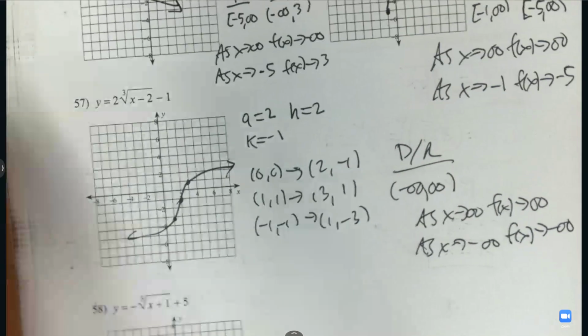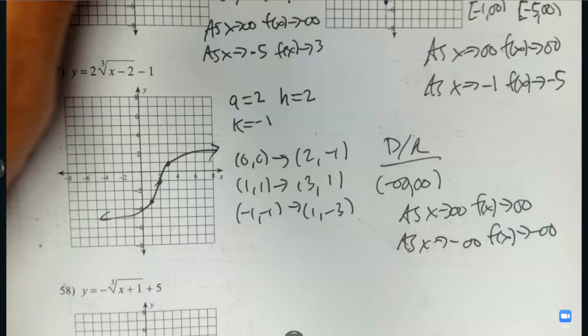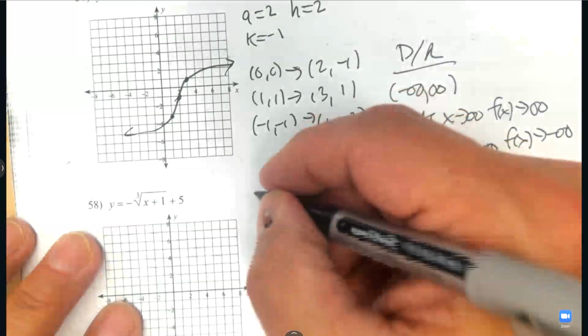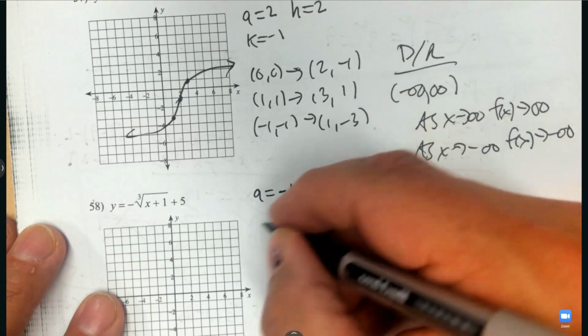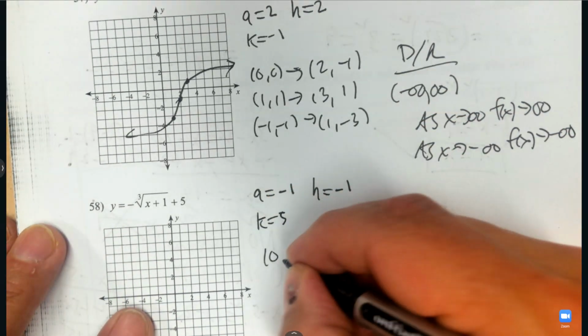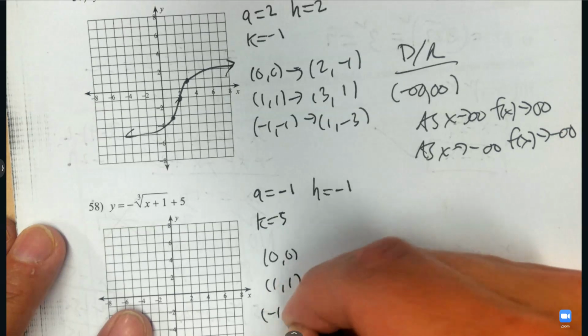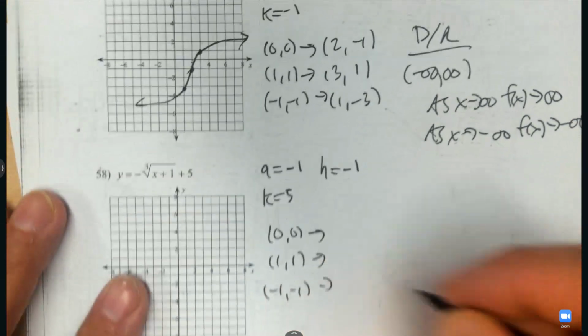All right, last one. And you did all the content work practicing for your exam. So again, we're going to start with A, H, K. So A is negative 1, H is negative 1, and K is 5. We're going to write down the points 0, 0, 1, 1, and negative 1, negative 1, and change the points and put them on your graph.